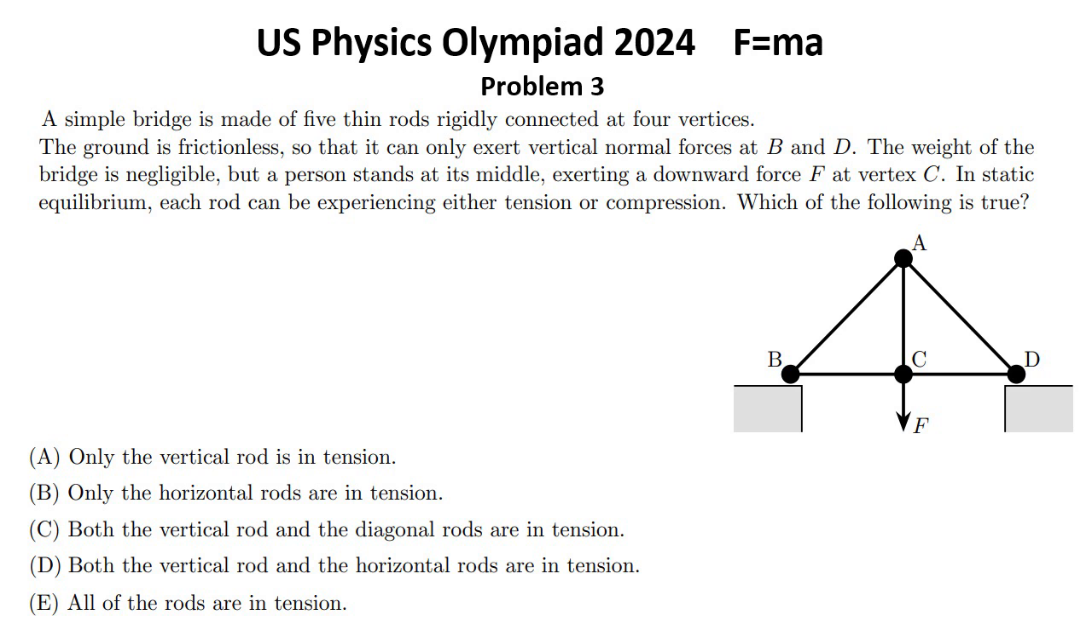Answer A. Only the vertical rod is in tension. Answer B. Only the horizontal rods are in tension. Answer C. Both the vertical rod and the diagonal rods are in tension. Answer D. Both the vertical rod and the horizontal rods are in tension. Answer E. All of the rods are in tension.